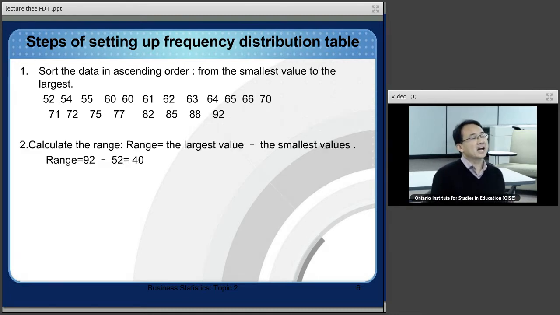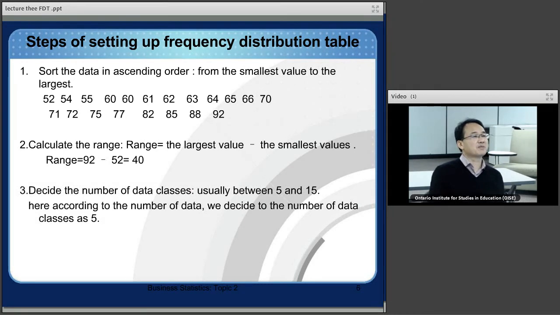And then calculate the range. What is range? Range means the difference between the largest value and the smallest value. Here, the largest value is 92, the smallest value is 52. So the range is 92 minus 52, which is 40. 40 is the range. The third step is to decide the number of data classes.